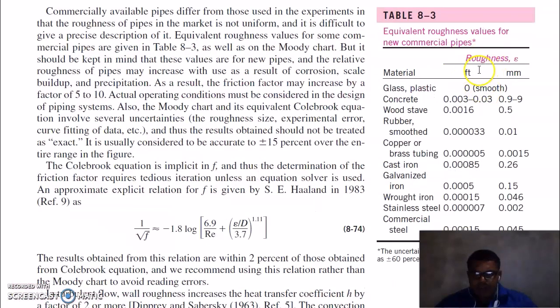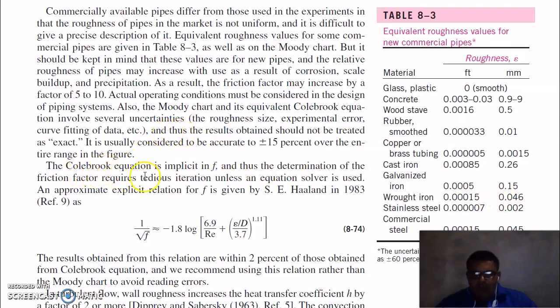So this table represents equivalent roughness values for some commercial pipes. You can see this is glass and plastic. For the pipe, the surface roughness is given. For different materials of pipe, the surface roughness is given.